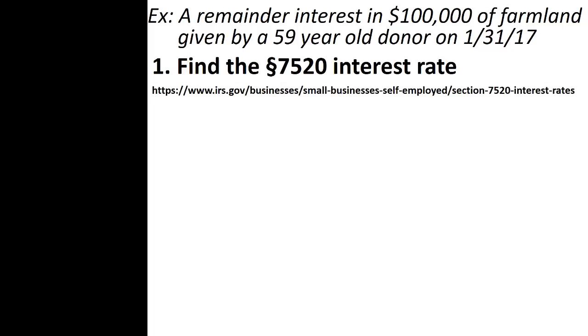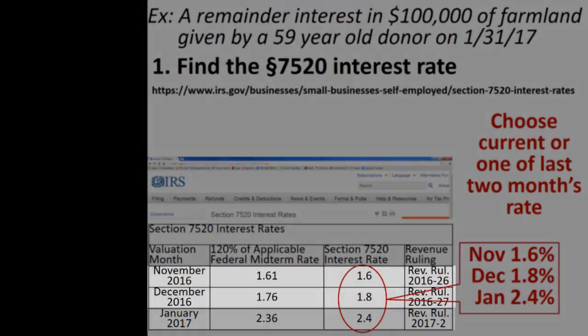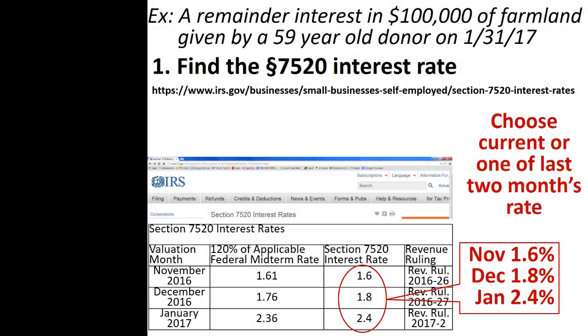Following the link at the IRS website, January 31st displays the table containing the Section 7520 interest rate. The donor can choose the interest rate from the current month or the previous 2 months. In this case, the interest rate in the current month was 2.4%, and the interest rate in the prior months was 1.8% and 1.6%. Which interest rate should the donor choose?